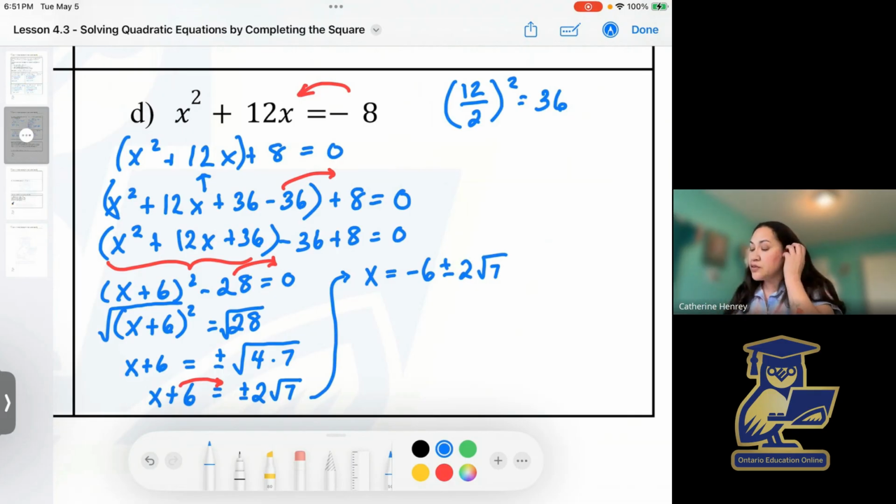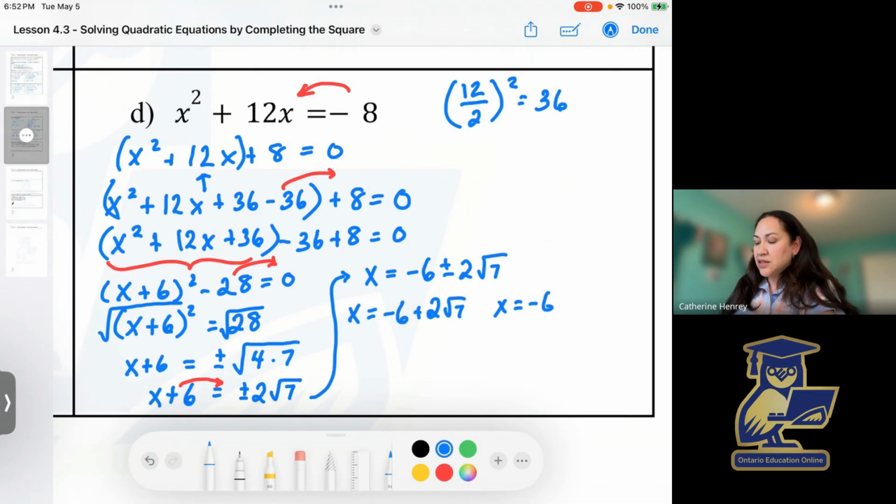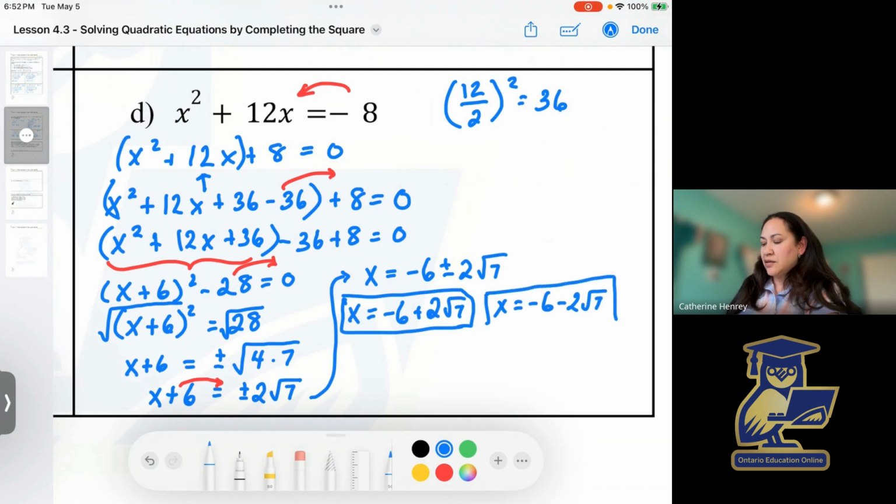So my two solutions here, if I go ahead and I split them, one of them is going to be x equals negative 6 plus 2 times the square root of 7. And then the other one is going to be x is equal to negative 6 minus 2 times the square root of 7. And you can see with these results why we could not factor this quadratic.